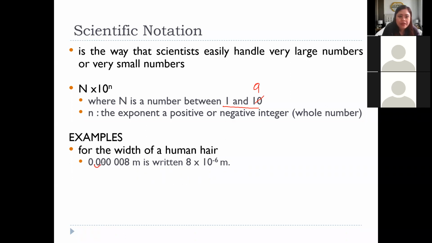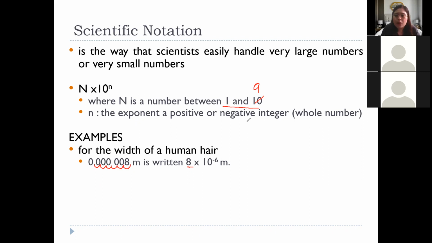So we have 1, 2, 3, 4, 5, and 6. So the decimal needs to be here now. If it is here now, the capital letter N will become 8. And then, we just attach the times 10. And once we attach the times 10, the exponent will be how many times we moved the decimal place. So, again, 1, 2, 3, 4, 5, 6. So that is why we have 6 there.